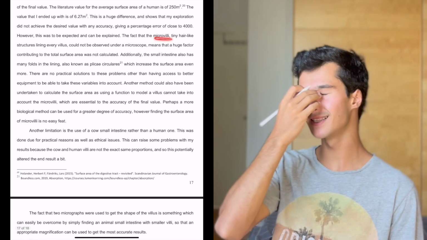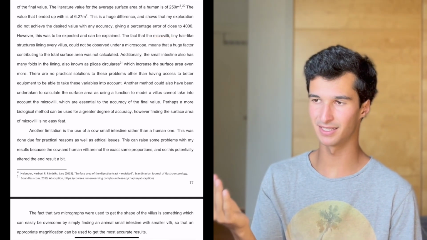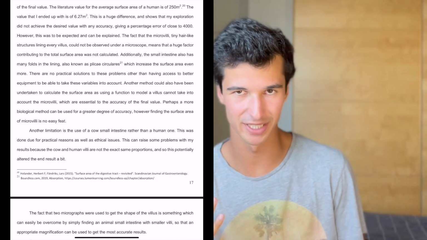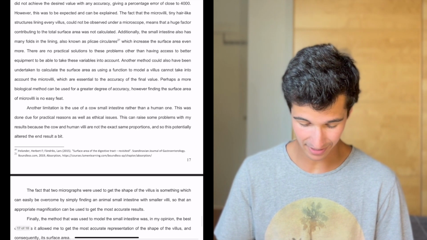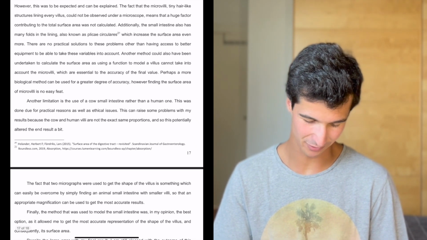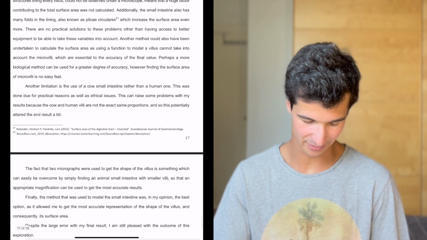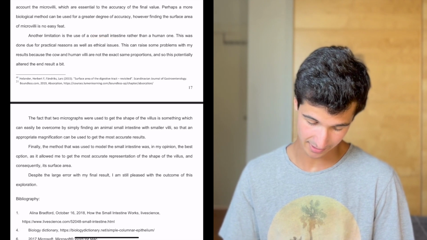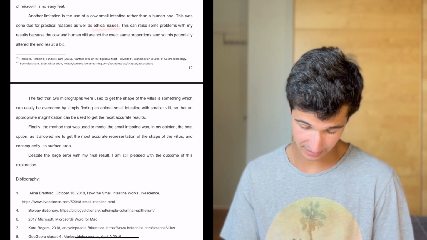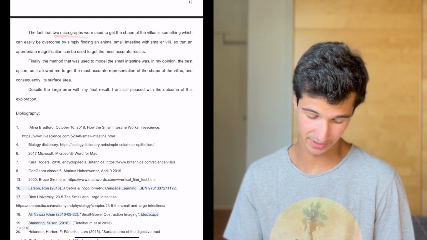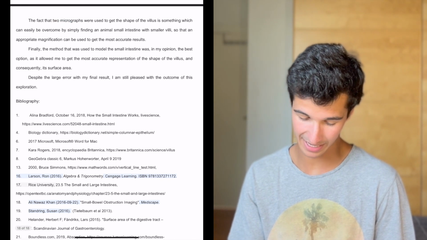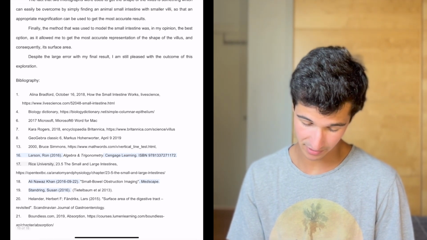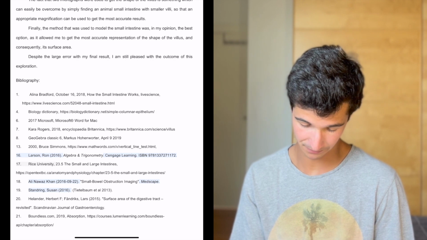Microvilli, yeah, exactly. Okay, so if I ignore the microvilli, the surface area of the small intestine is going to be so much smaller in my calculations than it really is in real life. Perhaps more biological methods could be used for a greater degree of accuracy. However, finding the surface area of microvilli is no easy feat. Another limitation is the use of cow small intestine, done for practical reasons and ethical reasons. Two micrographs were used, something that can easily be overcome by finding a small animal small intestine with smaller villi. That's easy. Finally, the method that was used to model, in my opinion, the best option.